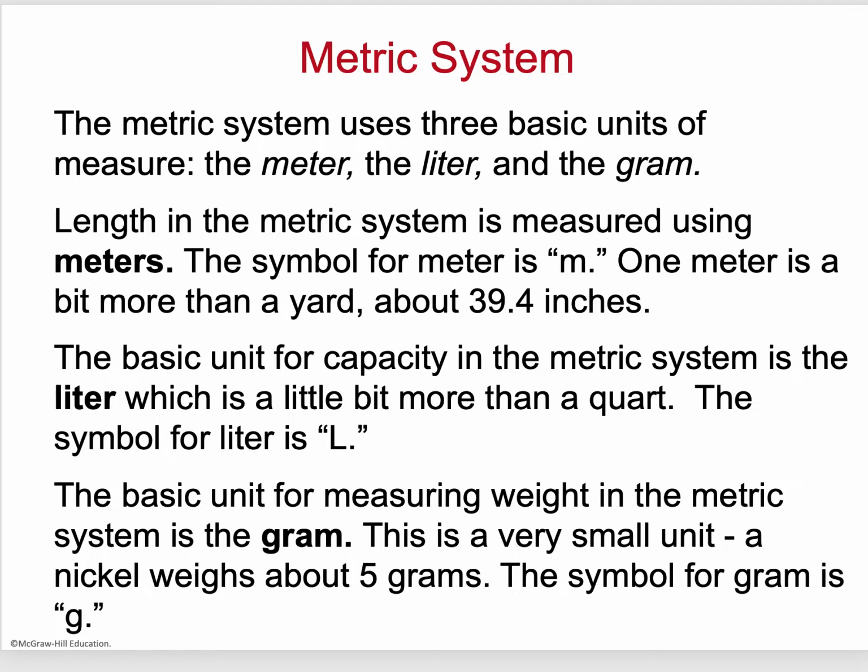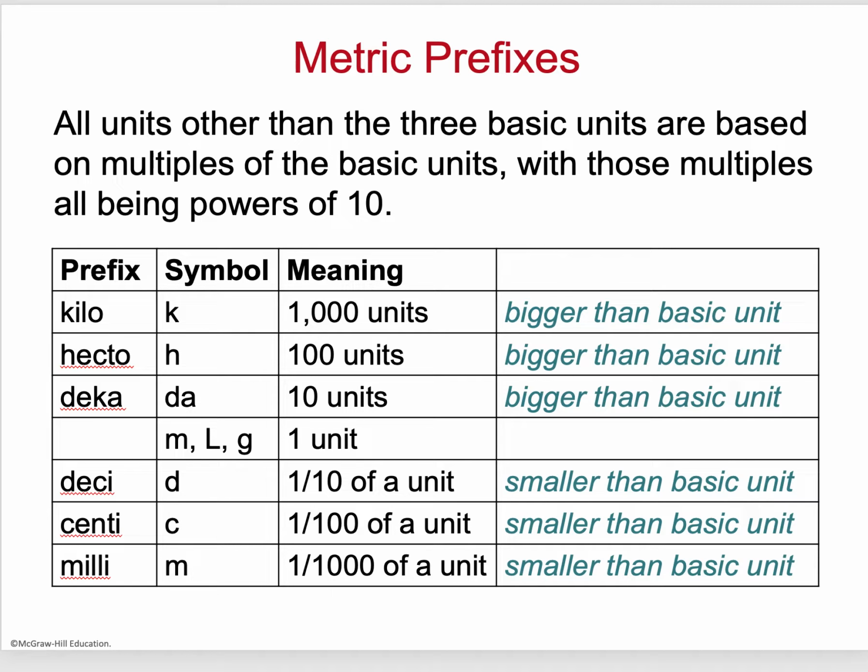The basic unit for measurement of weight would be grams, and grams is a very small unit of measure. This is one of the reasons we don't use it in the English system. An example of that is a nickel. If you have a nickel, that weighs about 5 grams. So very, very small unit.